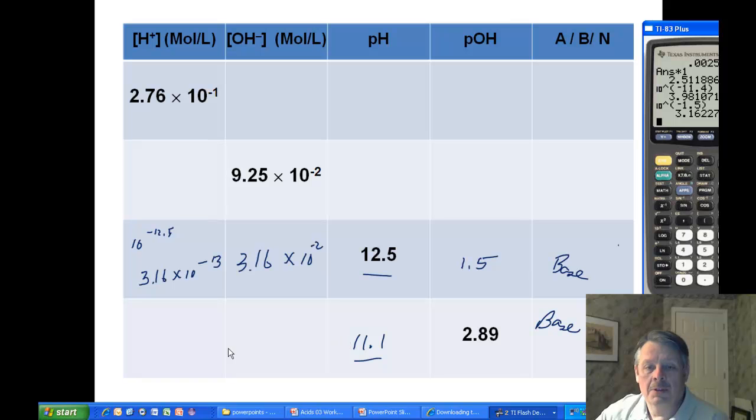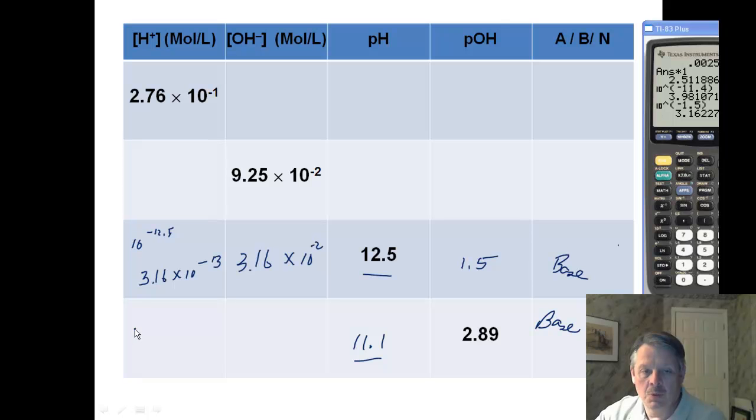So, how about the rest of these? Well, these bottom ones we can figure out pretty easily in the same way we did the ones right above it. Times 10 to the minus 12th, and this is 1.29 times 10 to the minus 3. Now over here, remember, this is where we have to use the negative log to go over here.